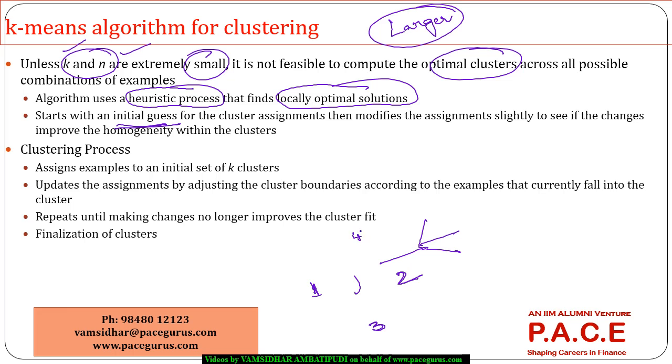Now the 4th one, it will see which cluster is closest enough. Which particular one is closest enough? Is the 4th one closest to the 1st, 2nd, or 3rd? Now if it is closest to the 1st, it will put this example into this particular cluster. So initially it starts with a guess. 1, 2, 3 are purely based on guess, and then modifies the assignment slightly to see if the change improves the homogeneity.